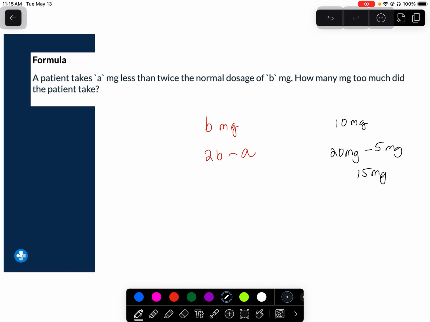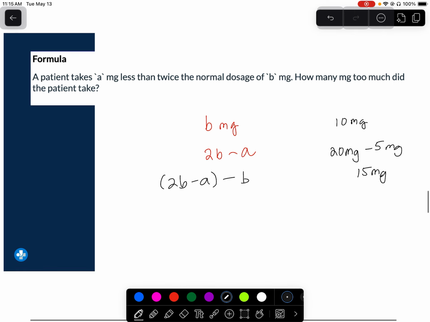So they were supposed to take the normal dose of B. This is what they take. How many milligrams too much did they take? So it's just what they took minus what they should have taken, or 2B minus A minus B is B minus A. So they took B minus A too much.